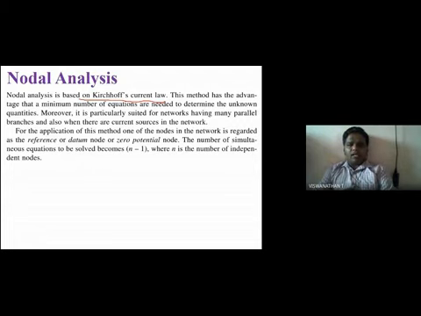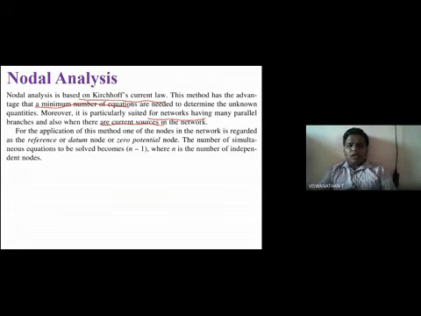The main advantage of nodal analysis is that it needs a minimum number of equations compared to mesh analysis. It is mainly suitable for parallel branches, parallel circuits where there are more current sources present in the network. For the application, we start with a reference node. Another name for the reference node is datum node or zero potential node.